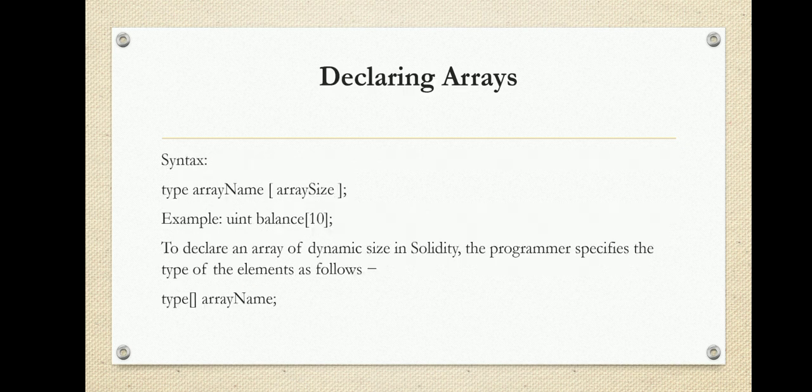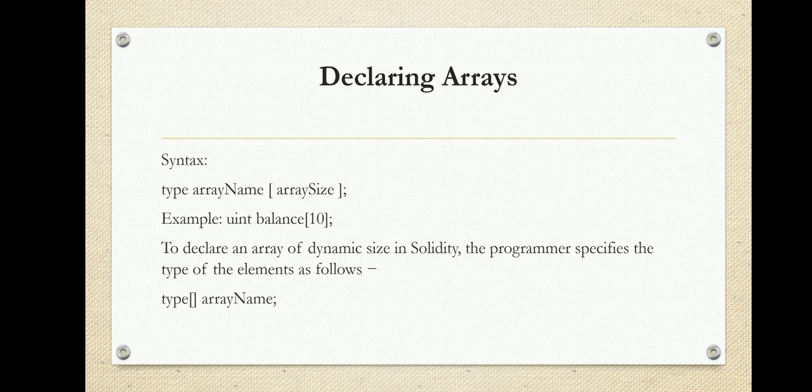Okay, so here is the syntax. The first concept is declaring arrays in Solidity. You can see the syntax. We have a type, that is which data type we are going to use, then the name of the array and the size of the array. Here we have an example. We are defining a data type like unsigned integer. The array name is balance. The size of the array is 10.